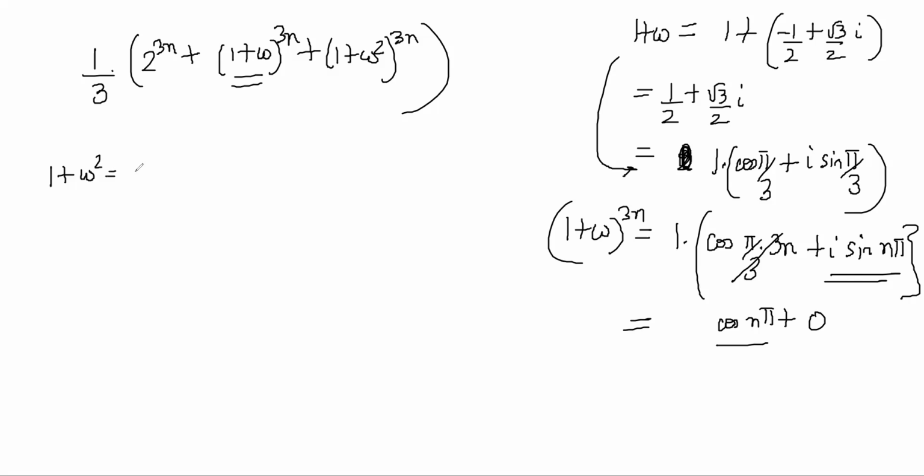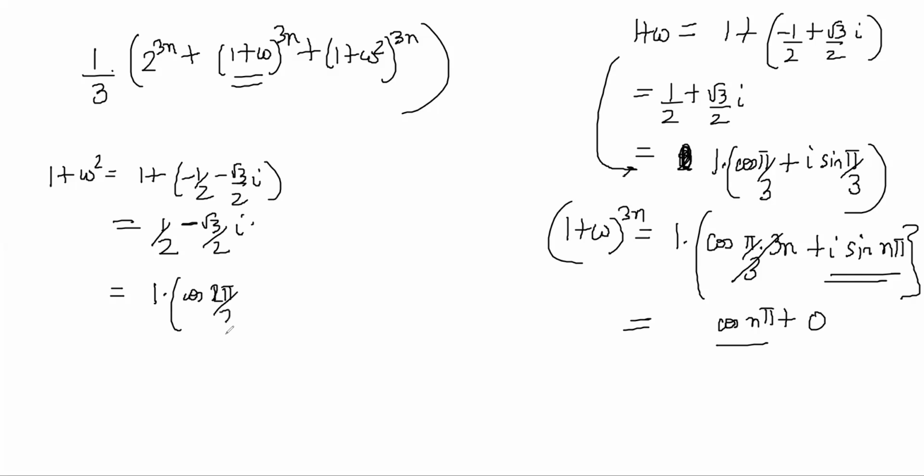Similarly, 1 plus omega square will become 1 plus minus half minus root 3 by 2 i. So that becomes half minus root 3 by 2 i. This can be written as tan theta is minus root 3, so you can say that it is going to be 120 degrees. Tan 120 is minus root 3, so r is again 1, cos 2 pi by 3 plus i sin 2 pi by 3. No, that is wrong. Oh, it is correct only. No, no, this has to be negative.